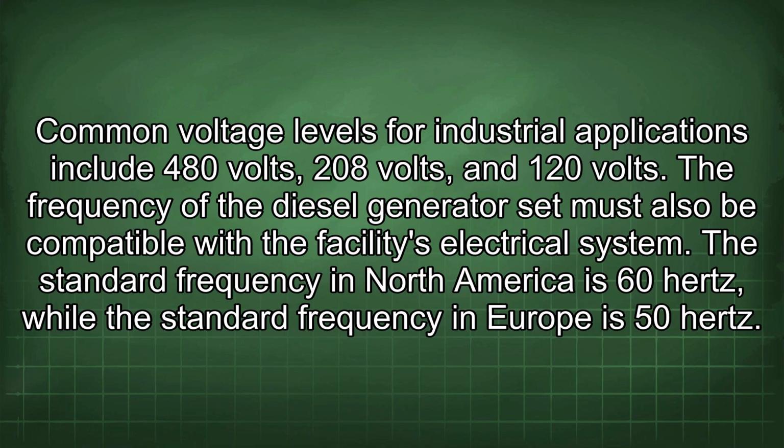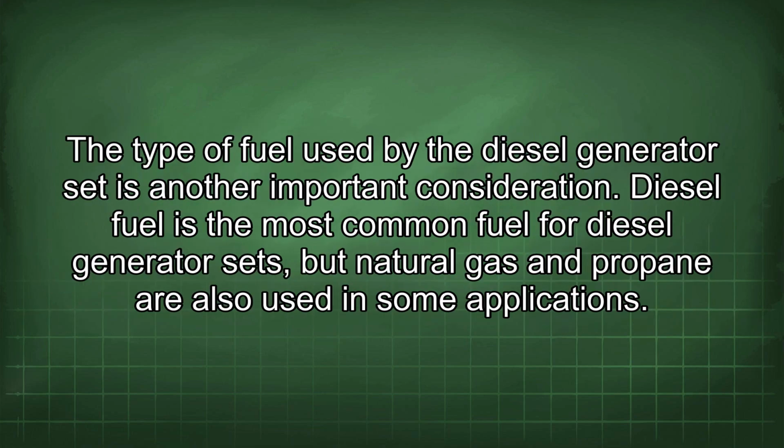The frequency of the diesel generator set must also be compatible with a facility's electrical system. The standard frequency in North America is 60 Hz, while the standard frequency in Europe is 50 Hz. The type of fuel used by the diesel generator set is another important consideration. Diesel fuel is the most common fuel for diesel generator sets, but natural gas and propane are also used in some applications.